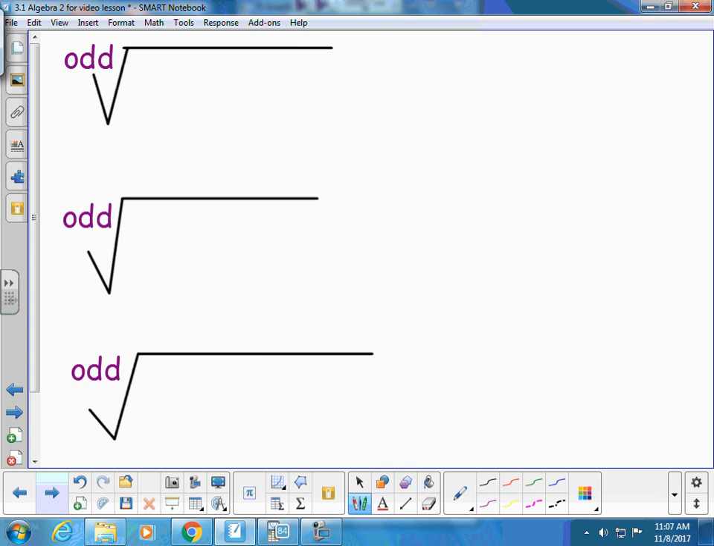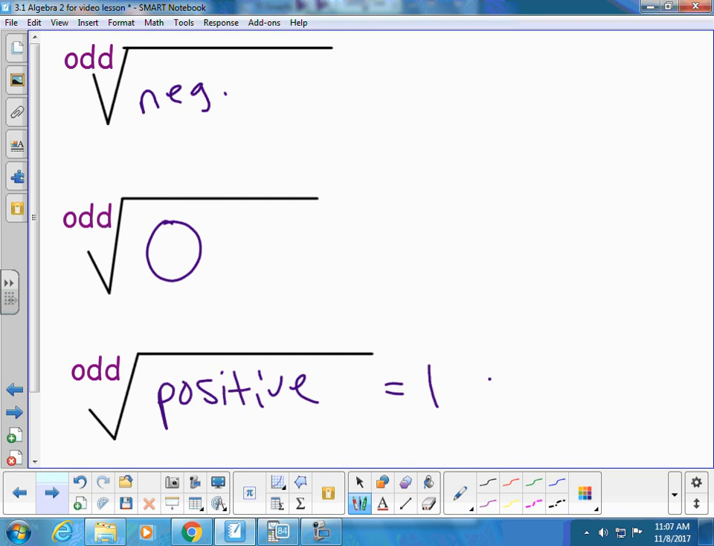Alrighty, odd radicals are very easy to work with, such as cube roots, fifth roots, seventh roots. Anytime you're taking an odd radical, you're going to have one solution. So it doesn't matter if we're taking the odd radical of a negative number, the odd radical of 0, or the odd root of a positive number. No matter what, you're going to have one solution. And of course, 0 is one solution. It's the number 0, and then one solution.